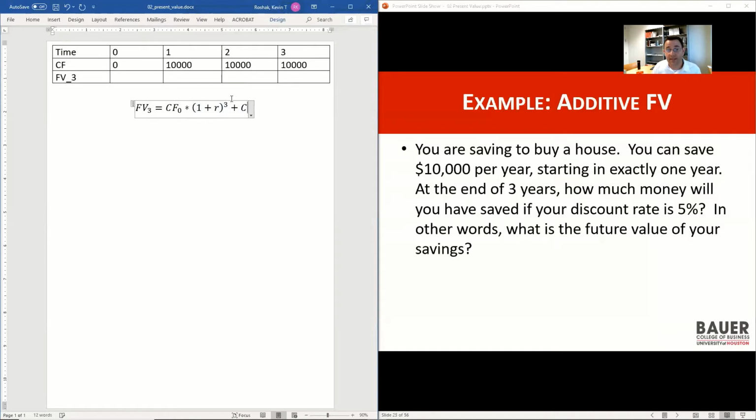If we have a cash flow that's sitting in time 1, now we only have to move it twice. Right? We move it once to get to time 2, we move it one more time to get to time 3. That means we multiply by 1 plus r twice. The cash flow at time 2 we only need to move it one time.